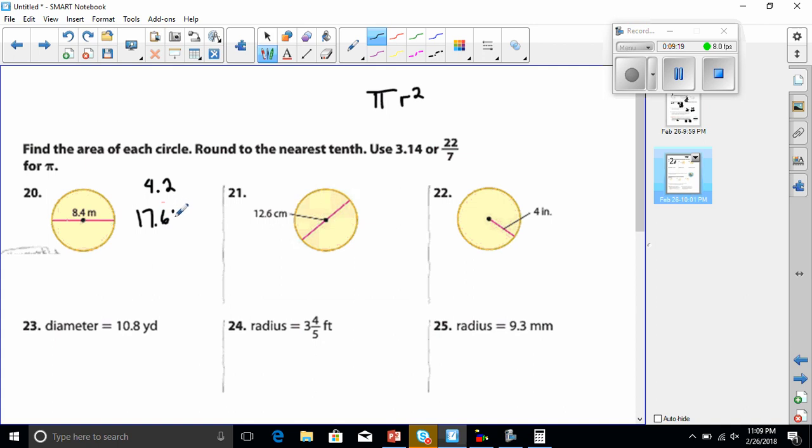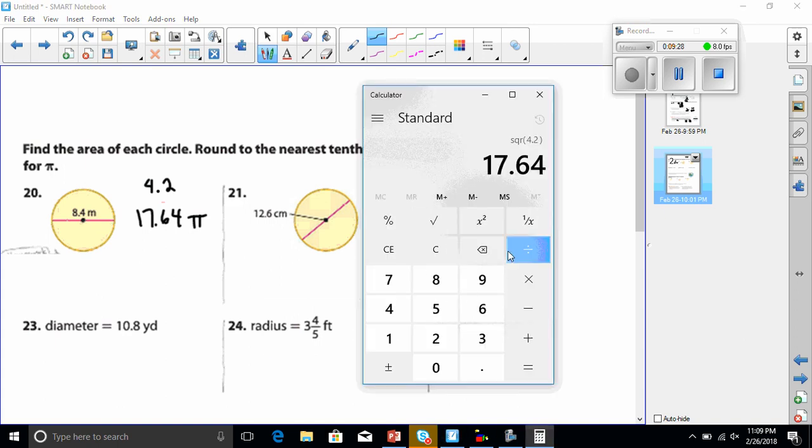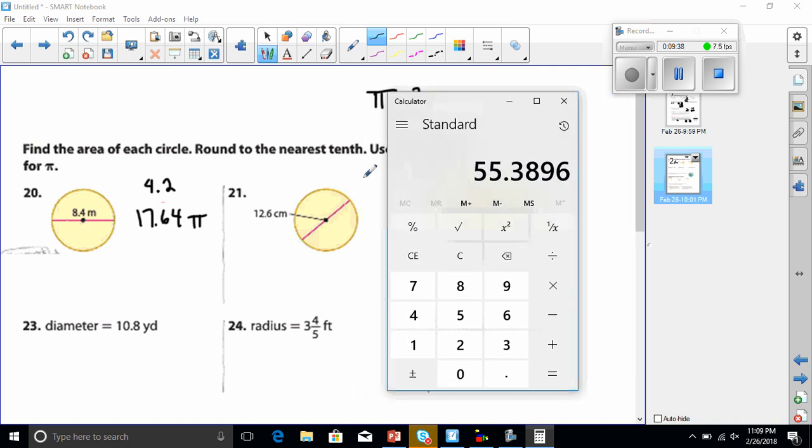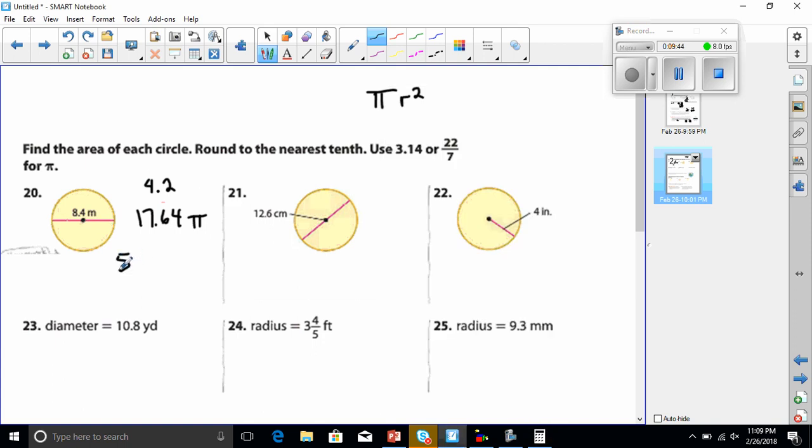And now I have to remember to multiply 17.64 by pi. Okay? And if I go back to my calculator and multiply it by 3.14, you'll see that I have 55.38. And this says to round everything to the nearest tenth. So this is going to round up to 55.4. All right, let's go to number 22.